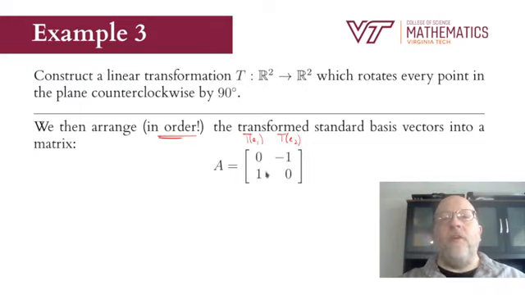And this matrix not only rotates E1 and E2 counterclockwise by 90 degrees, but in fact, it rotates every point. This rotates E1 and E2 and everything else 90 degrees counterclockwise.